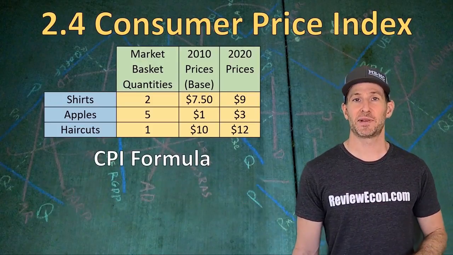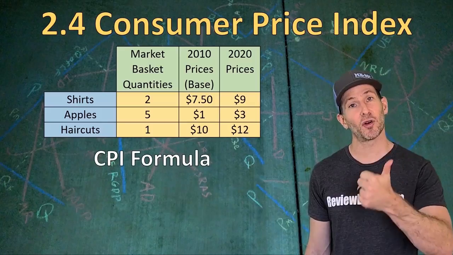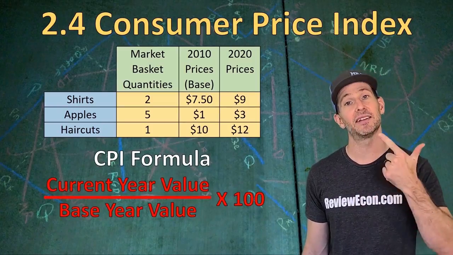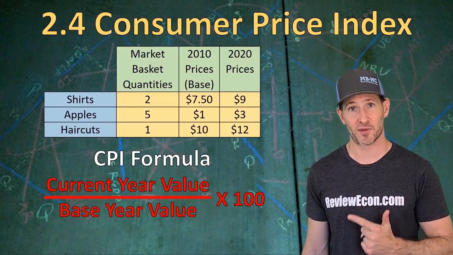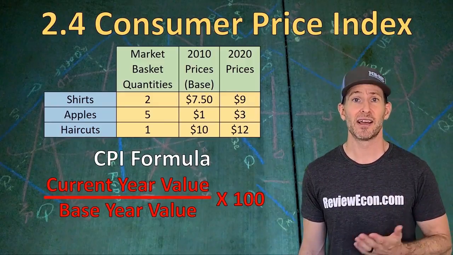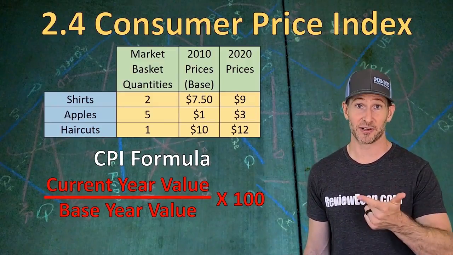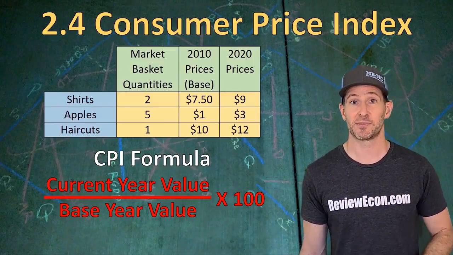In order to find the CPI for this market basket, we take the current year value of the market basket and divide it by the base year value of the market basket, then times 100. This is similar to the nominal divided by real times 100 that we just saw for the GDP deflator.